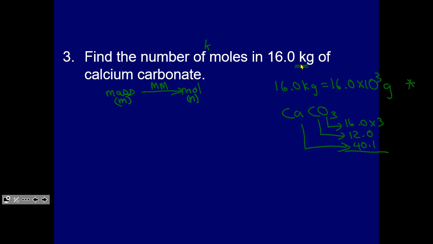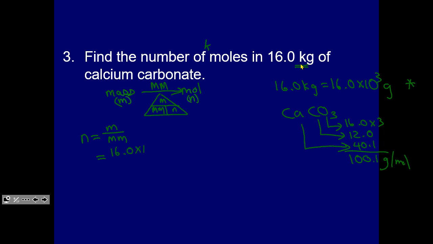I have 100.1 grams per mole. Again, I build my triangle using that unit. What goes on the top? Grams. That's an M. Moles on the bottom. That's my molar mass. Find the number of moles. I cover up the N. I've converted the mass.